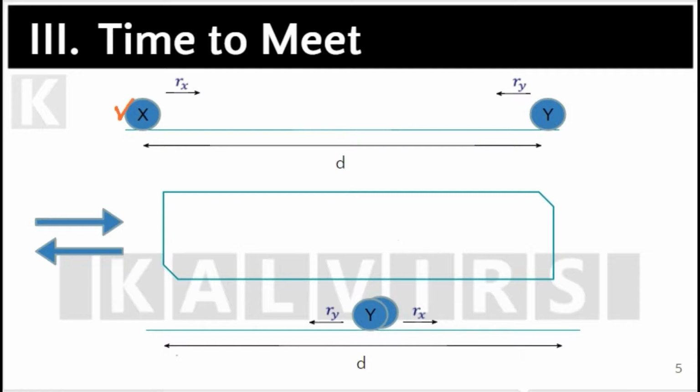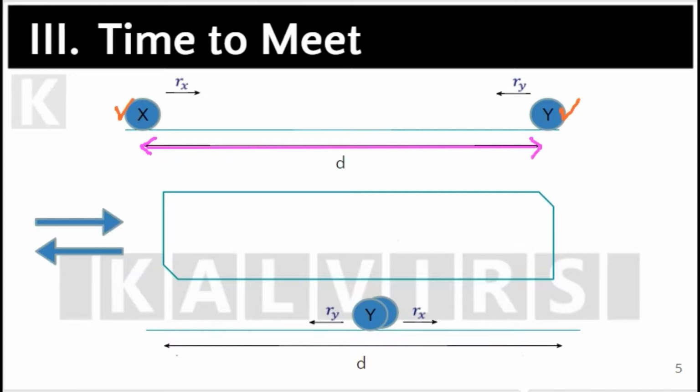Here we have car X and car Y. The rate of car X is R of X and the rate of car Y is R of Y. Now, they start moving at the same time and they are separated d miles.